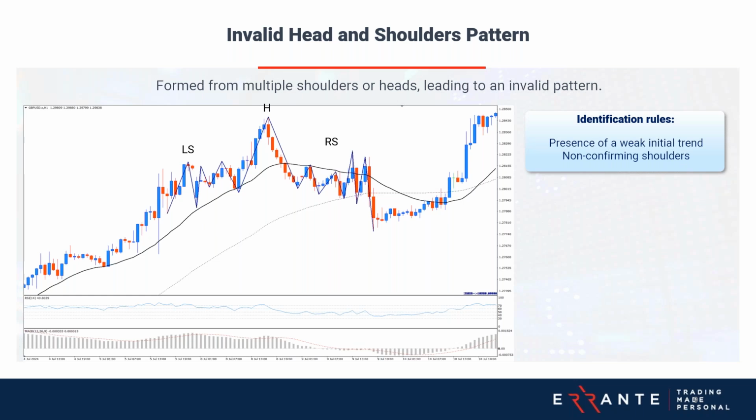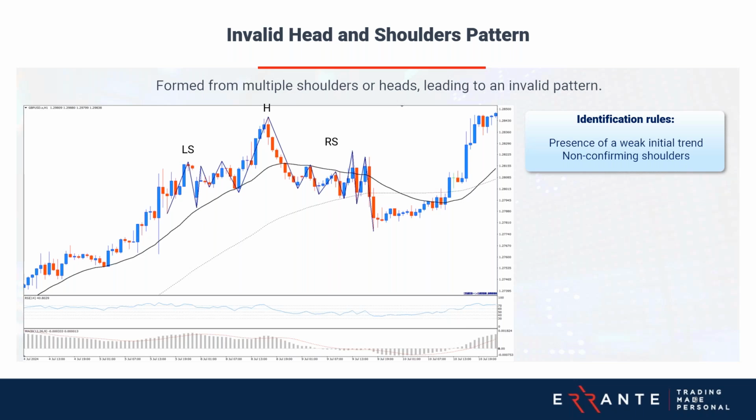Next, in a valid pattern, the shoulders, both left and right, should confirm the weakening trend. However, in invalid patterns, you often see shoulders that do not align properly or that show inconsistent highs, which leads to uncertainty about the pattern's reliability.